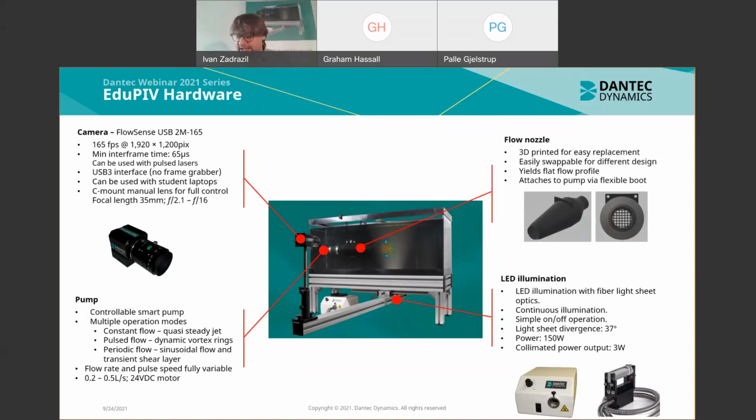There's an option for students to print their own 3D nozzles and exchange them. There's a flexible boot connection between the 3D printed nozzle and the pump, so they can check whether the performance has increased or decreased. And finally, there's a water tank, so we are doing the measurements in water. The dimensions of the water tank, just for information, are 80 by 35 by 40 centimeters. Everything is on a support frame, and the entire Edu PIV can be mounted very easily in about 15 minutes.